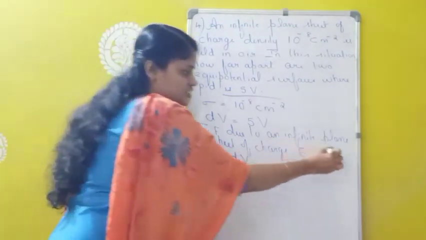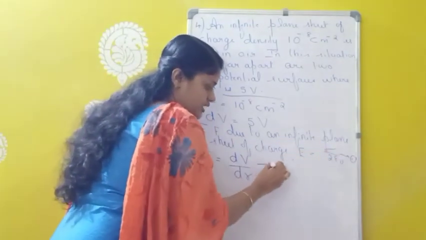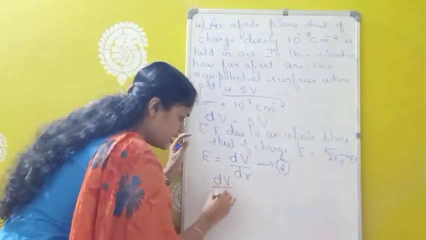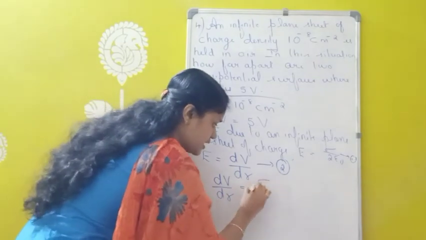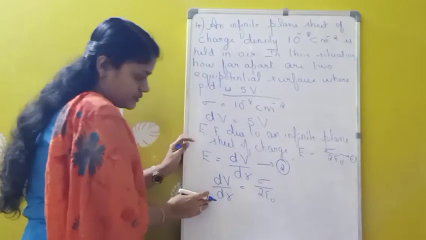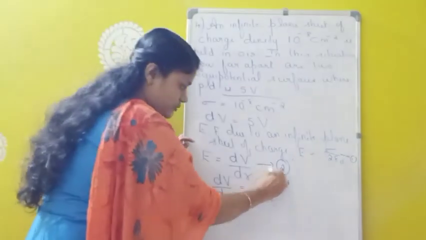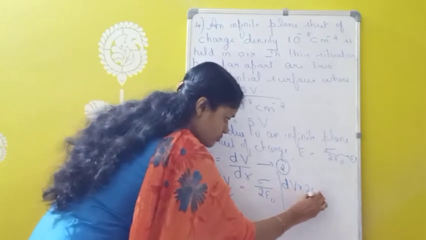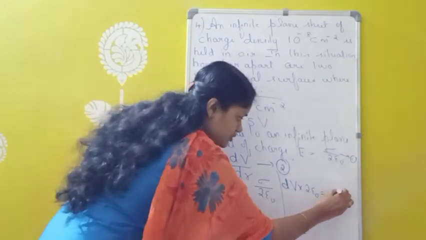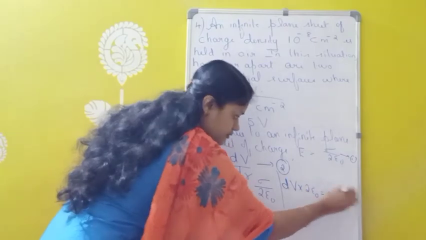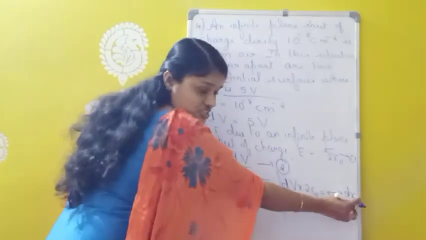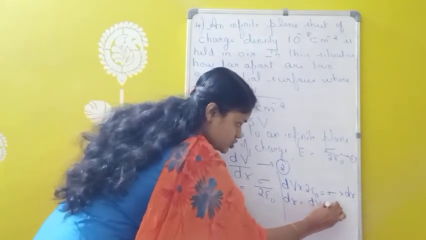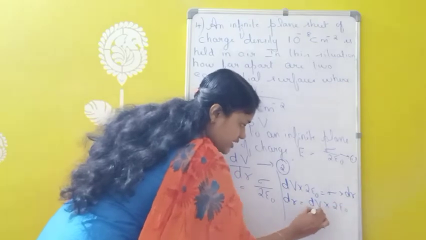Now we can equate these two, equation 1 and equation 2. Equating 1 and 2, what will you get? dV by dr equals sigma by 2 epsilon 0. From this we have to find dr. Cross multiplying, dV into 2 epsilon 0 equals sigma into dr. Separation dr we have to find out, so dr equals dV into 2 epsilon 0 divided by sigma.